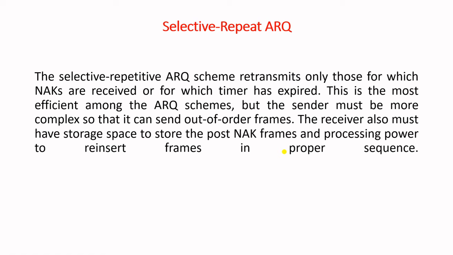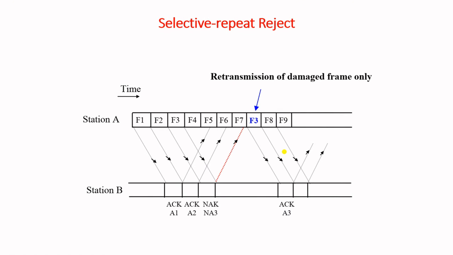But the sender must be more complex. It should have extra logic for this, so that it can send out of order frames. The receiver also must have storage space to store the post negative acknowledgement frames and processing power to reinsert frames in the proper sequence. So for this, the sender uses extra logic, so it is more complex. Okay, this logic is complex.